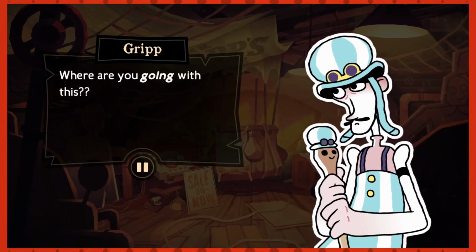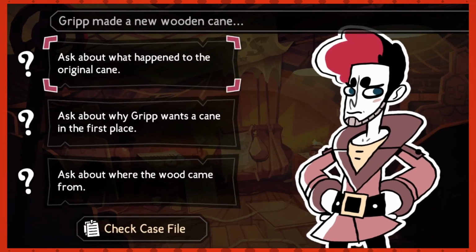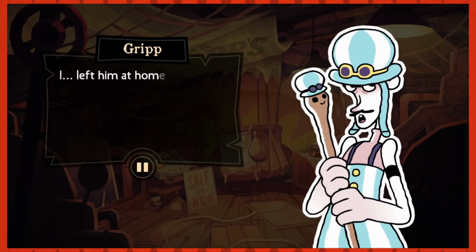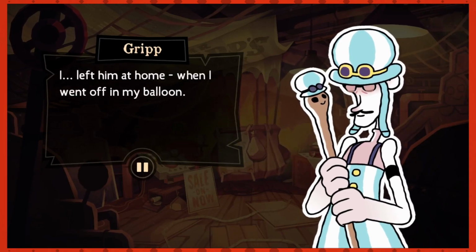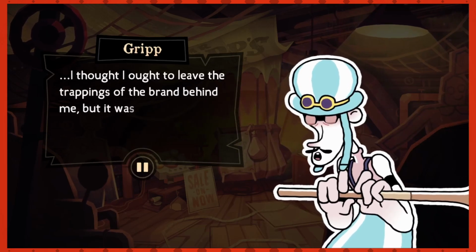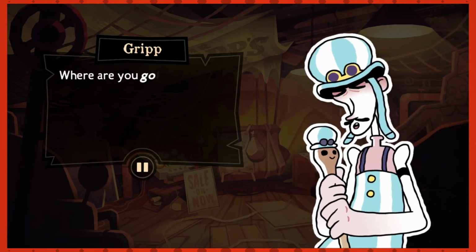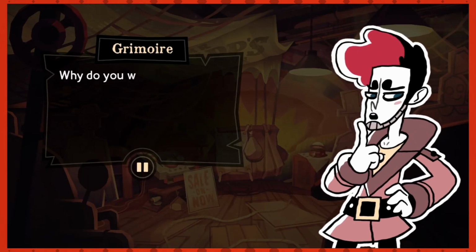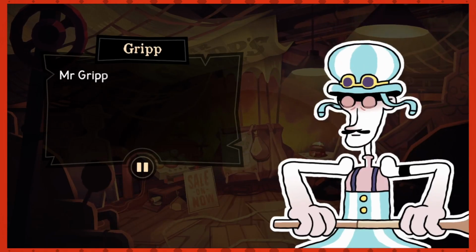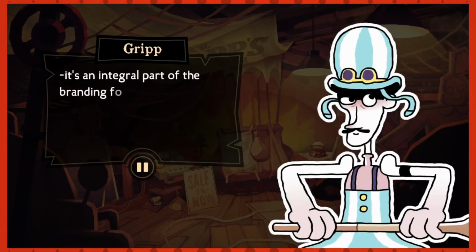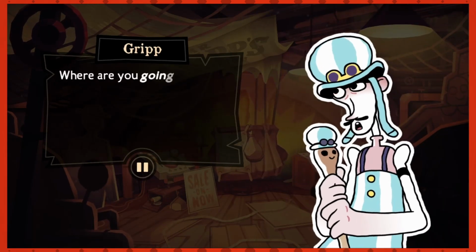Where are you going with this? You'll see. What happened to the original cane? I left him at home when I went off in my balloon. No, you didn't. I thought I ought to leave the trappings of the brand behind me, but it wasn't to be, clearly. Why do you want a cane in the first place? Now I'm just curious. I just want to know these things. Always had Cornelius Cane as his sidekick. It's an integral part to the branding for Mr. Grip's Emporium.